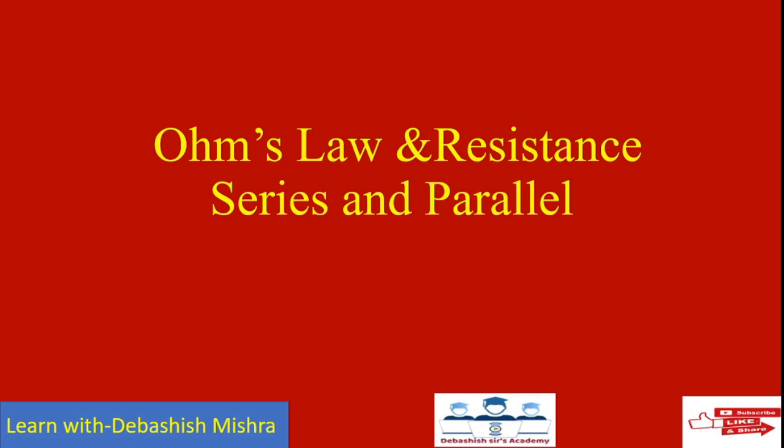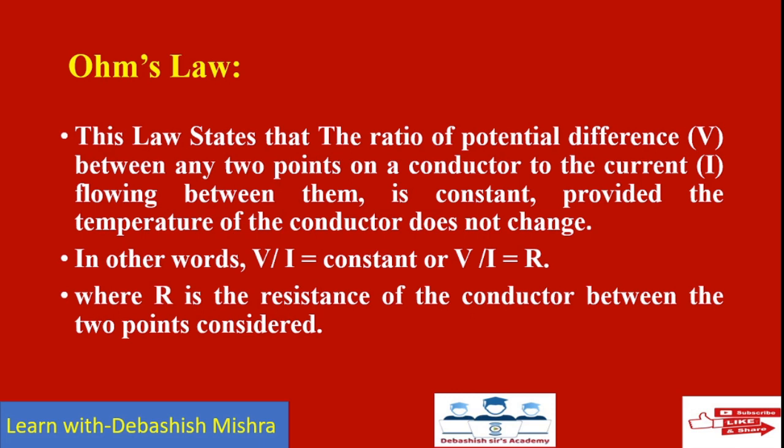Today we will discuss Ohm's law and resistance in series and parallel. So what is Ohm's law? This law states that the ratio of potential difference, that is V or voltage, between any 2 points on a conductor to the current, that is I, flowing between them is constant, that is V by I is constant, provided the temperature of the conductor does not change.